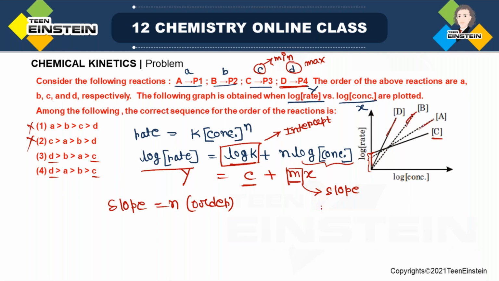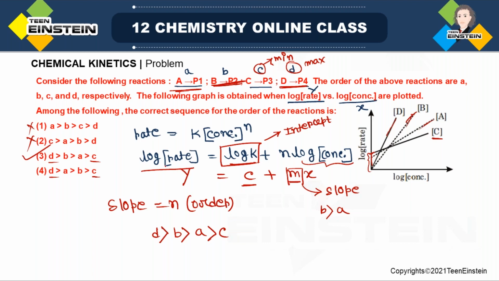That means the value of b will be greater than a. So which option is correct? d, then b, then a, then c. So these are the values of order. The maximum order is for D to P4, the last reaction. For the third reaction, it is minimum. In the second position we have the B reaction, and at the third position we have A to P1.